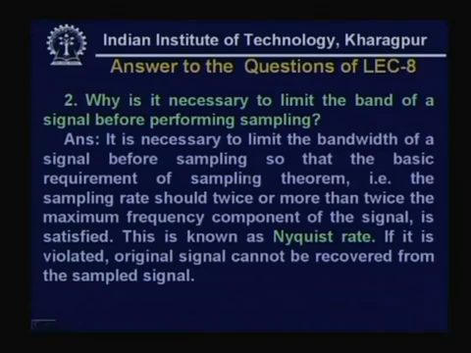Second question was, why is it necessary to limit the bandwidth of a signal before performing sampling? Answer is, it is necessary to limit the bandwidth of a signal before sampling so that the basic requirement of the sampling theorem, that the sampling rate should be twice or more than twice the maximum frequency component of the signal, is satisfied. This is known as the Nyquist rate, as I have already discussed. If it is violated, the original signal cannot be recovered from the sampled signal. So it will suffer some kind of distortion, which is known as aliasing error.